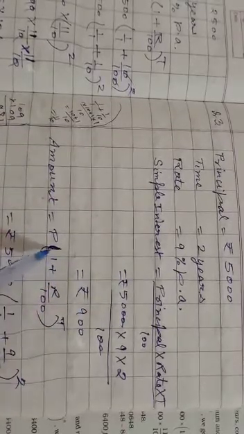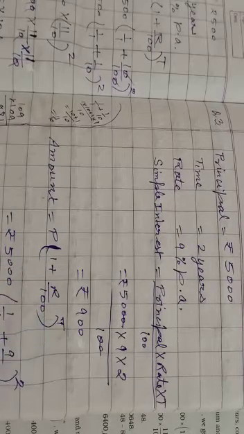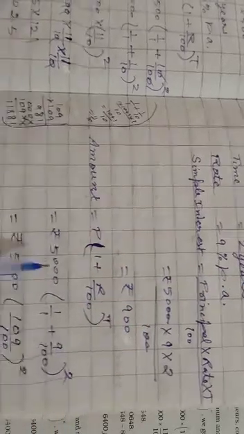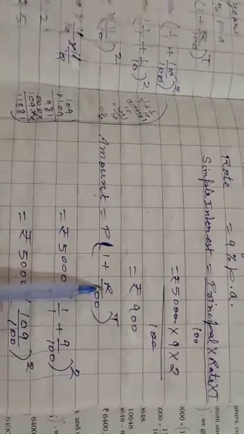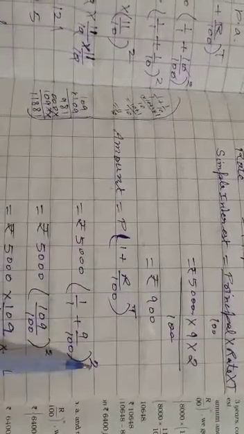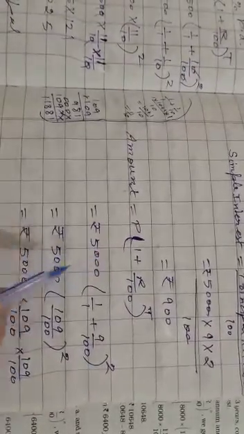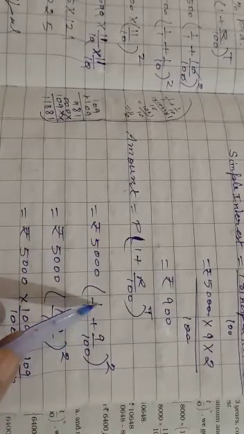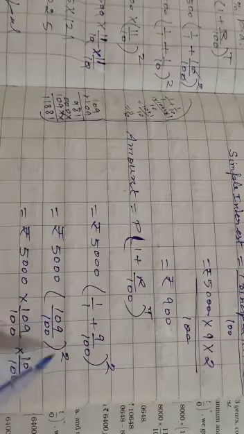Principal, 1 plus R upon 100 whole power T. Principal is rupees 5000. Rupees 5000 plus 1, we can write 1 upon 1 plus value of R, 9 upon 100 whole power 2. Rupees 5,000 bracket, take 100 as LCM, we get 100 plus 9, 109 upon 100 whole square.